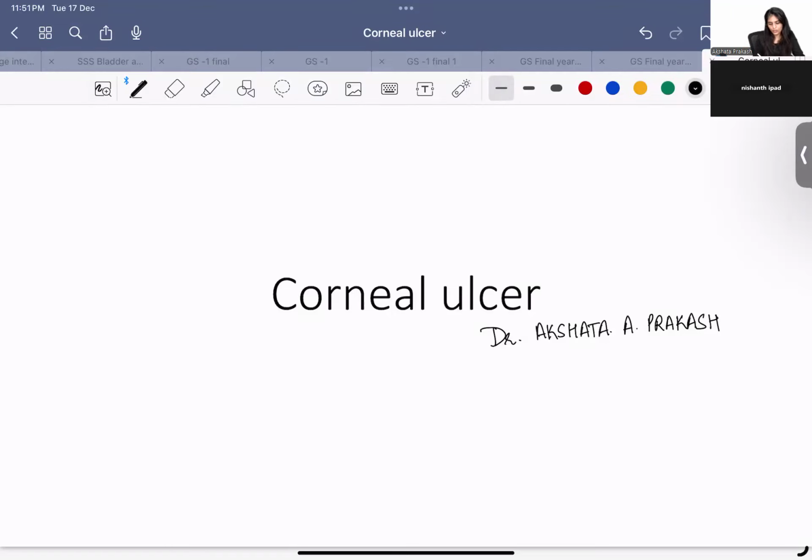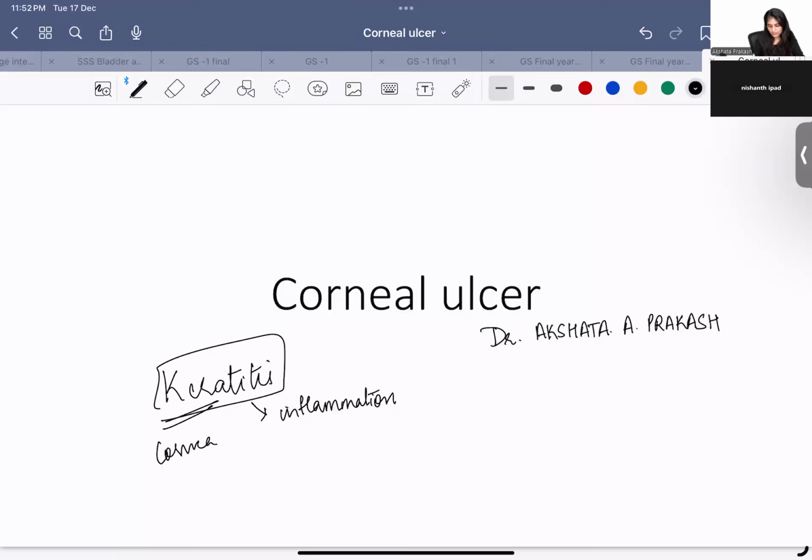Corneal ulcers are also called keratitis. Okay? Keratitis means corneal ulcer. Kera means cornea and itis means inflammation. So any inflammation in the cornea is called keratitis.